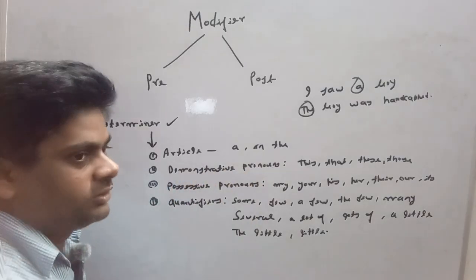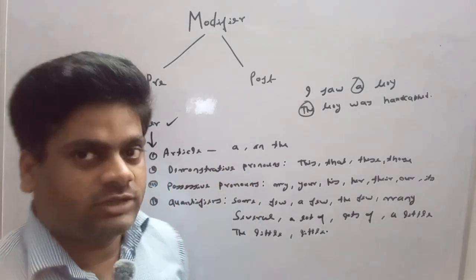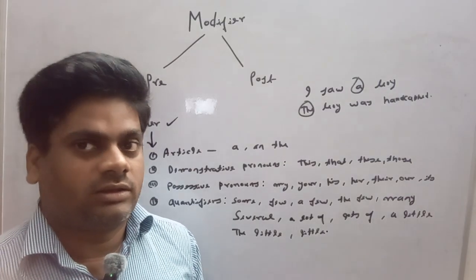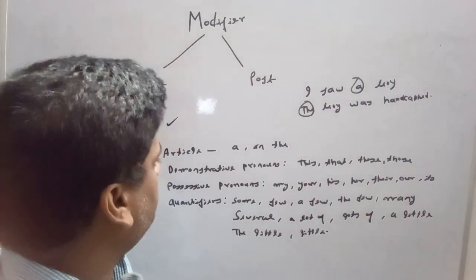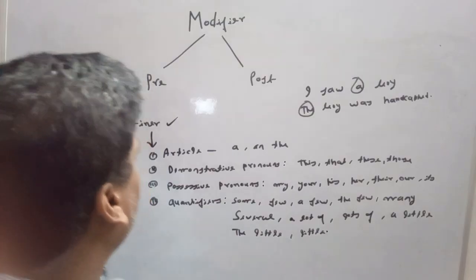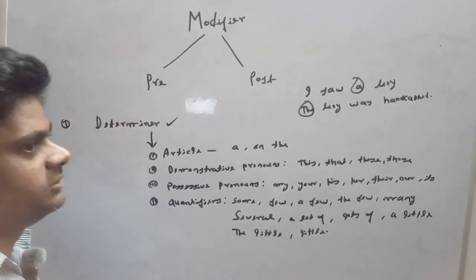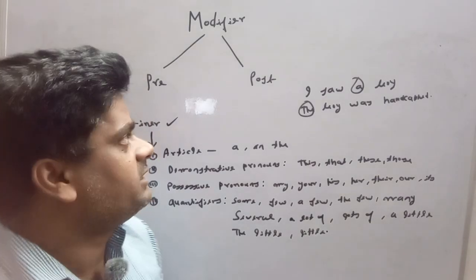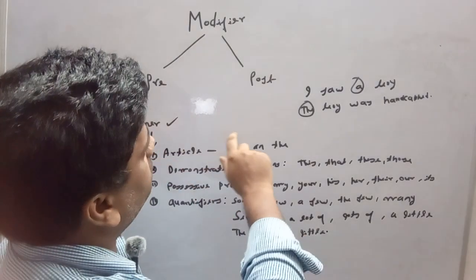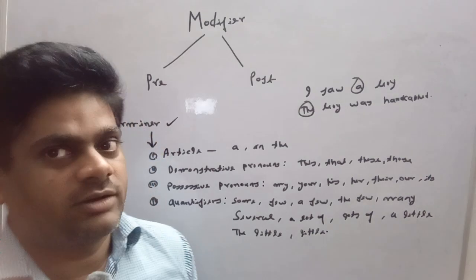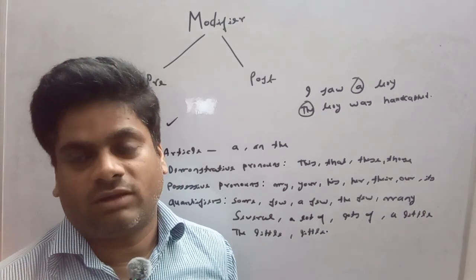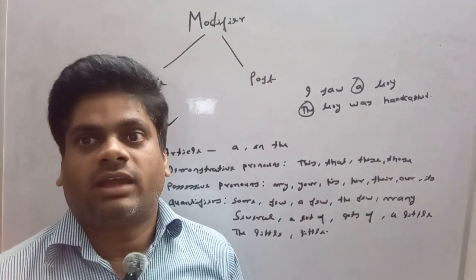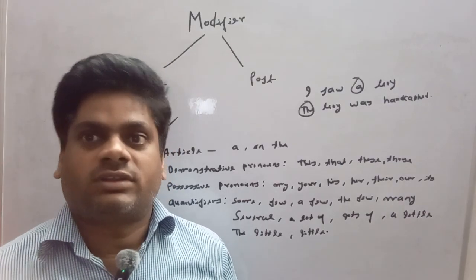Demonstrative pronouns. Second is demonstrative pronouns. Demonstrative pronouns can work as a determiner and as a modifier in a sentence. Basically, determiners are supposed as pre-modifiers. The basic difference between determiners and post-modifiers is that determiners come before the noun, and post-modifiers appear after the noun.